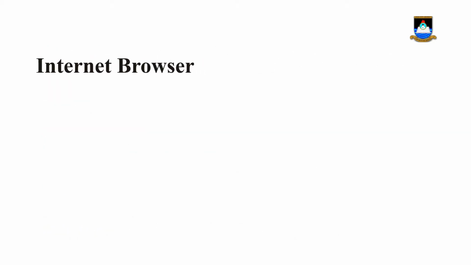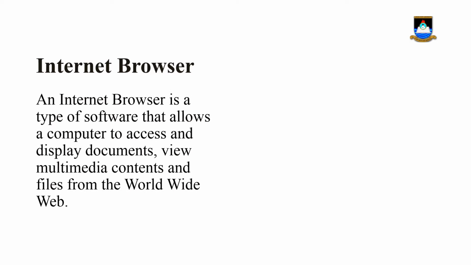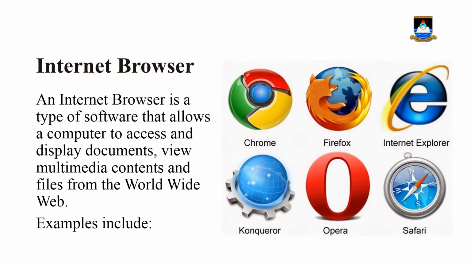Internet browser. An internet browser is a type of software that allows a computer to access and display documents, view multimedia content, and files from the World Wide Web. Examples include Chrome, Firefox, Internet Explorer, Konqueror, Opera, Safari. These are some of the most popular and most widely used internet browsers across the world.